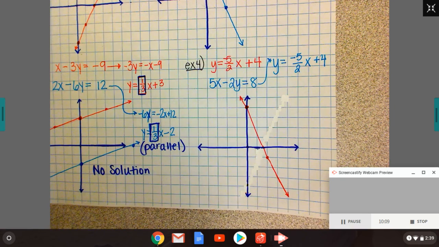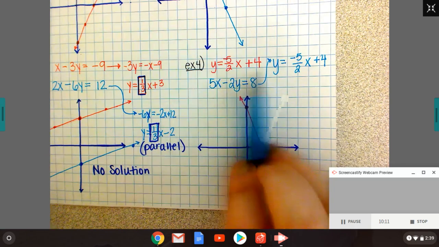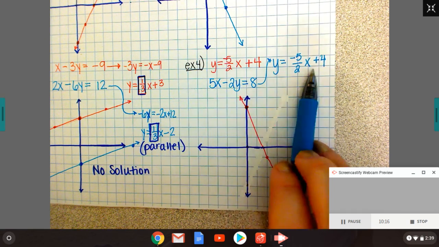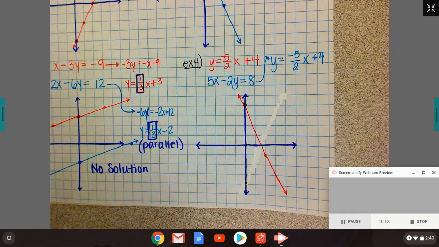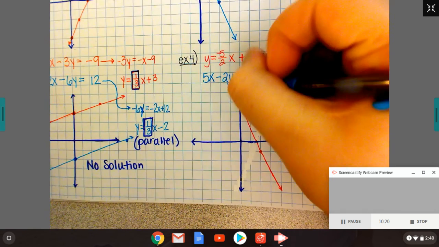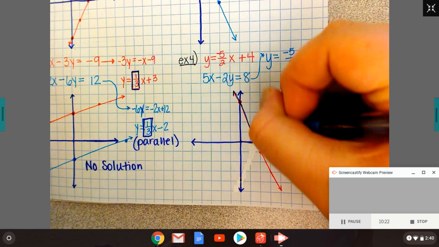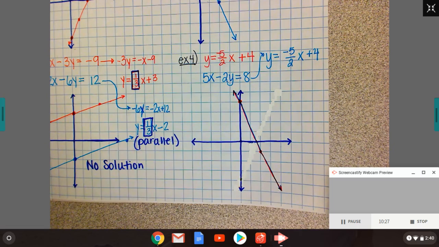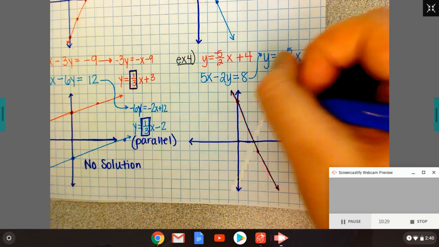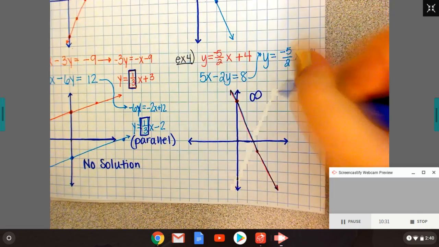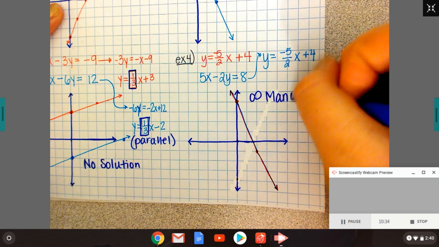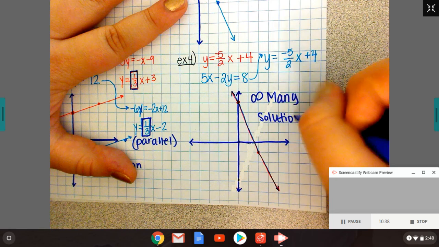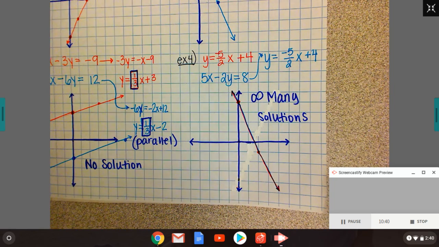All right, so if we just reuse that line, notice my first line I already graphed was negative 5 halves x plus 4, and then this one, when I rewrite it, it's the same line. So if I was going to graph this one, I would graph it right on top of the other one. Because these are literally the same line, just written different ways, we have a situation where we have infinitely many solutions. And that's because they are the same line.